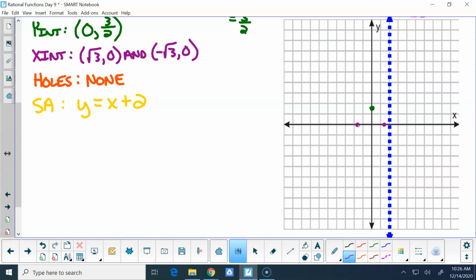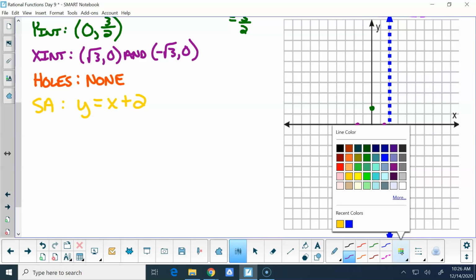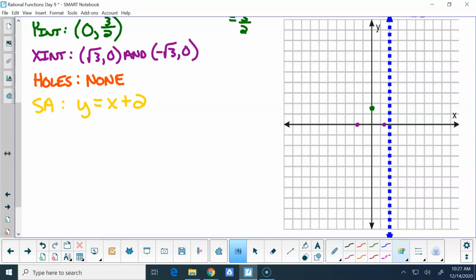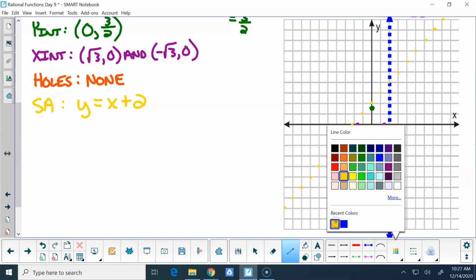We didn't have a hole. And we have a slant asymptote at y equals x plus 2. So that's going to have a y-intercept of 2 and a slope of positive 1. So that's up 1 and right 1, or down 1 and left 1. And we said that that goes on our graph as a dashed line.